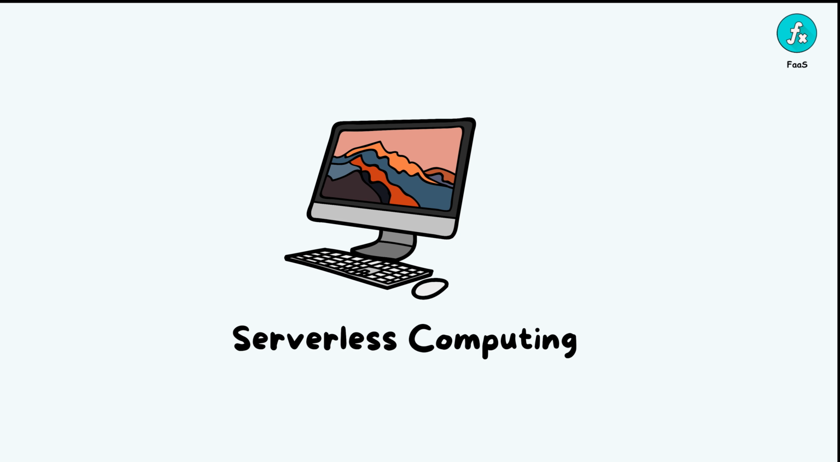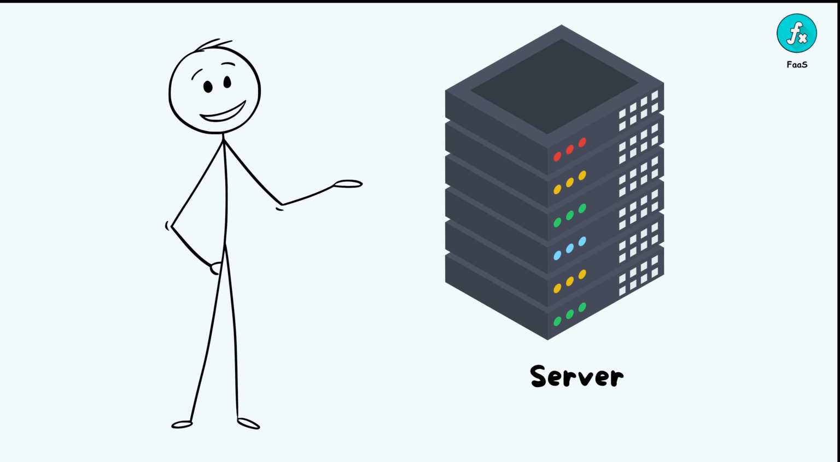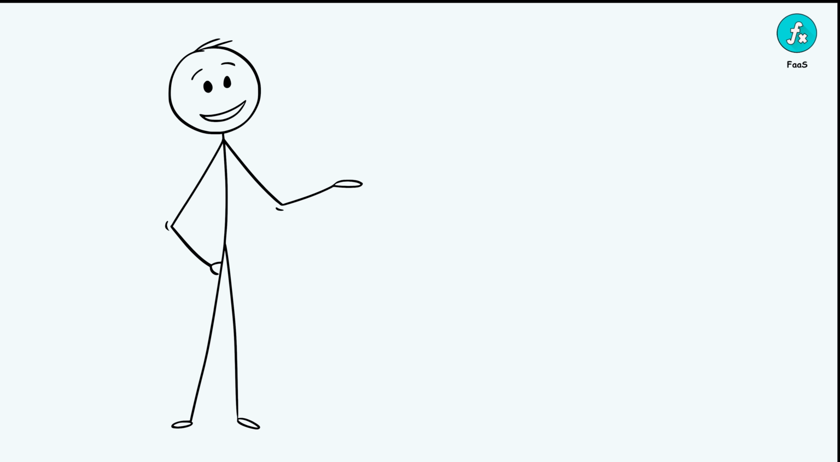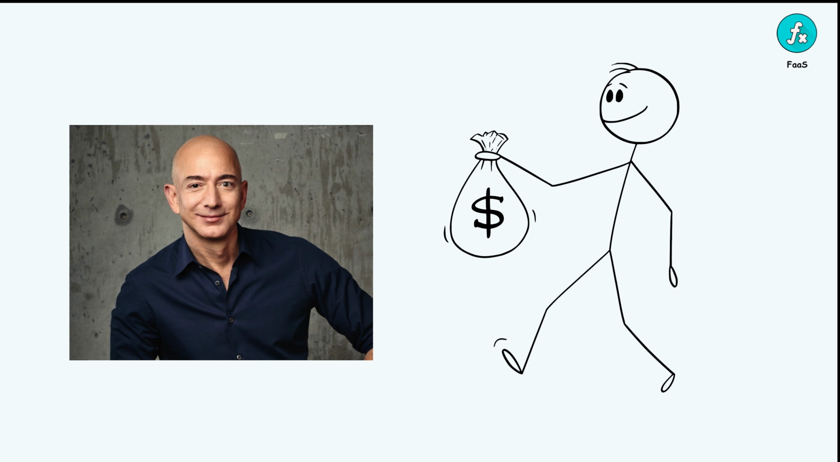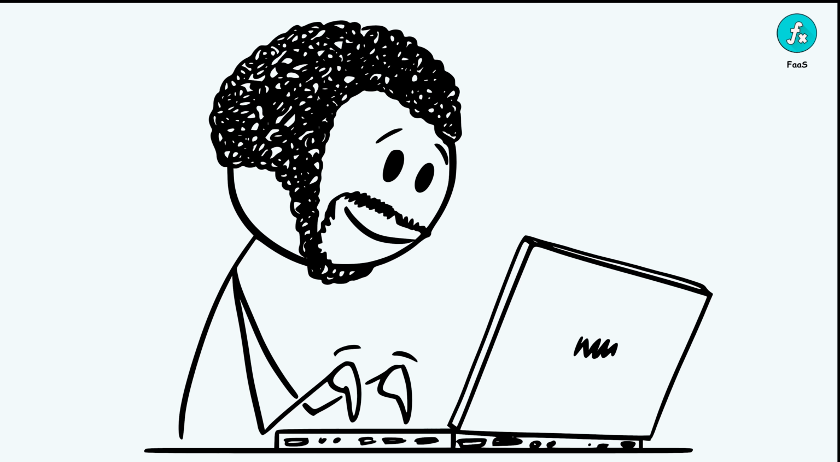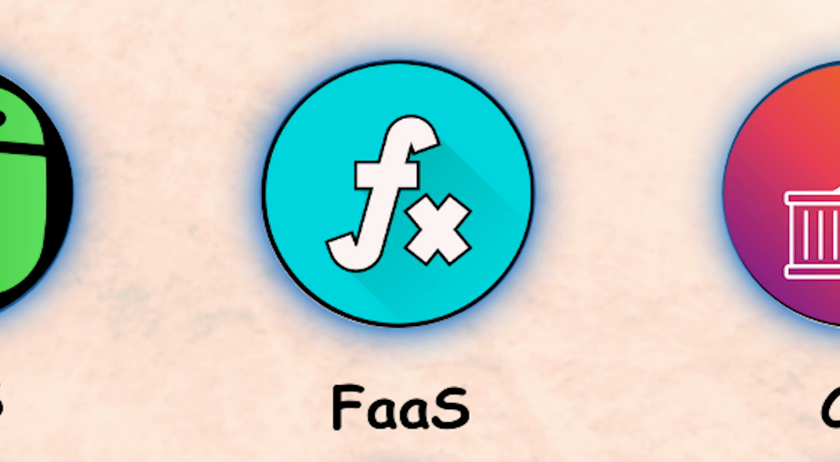FaaS, or Function as a Service, is also called serverless computing. Sounds cool, right? There are still servers, but you don't manage them. Your code runs only when triggered by events, like a file upload or a web request. You pay only for the time your code runs, making it super efficient for tasks that don't need a full server running all the time.